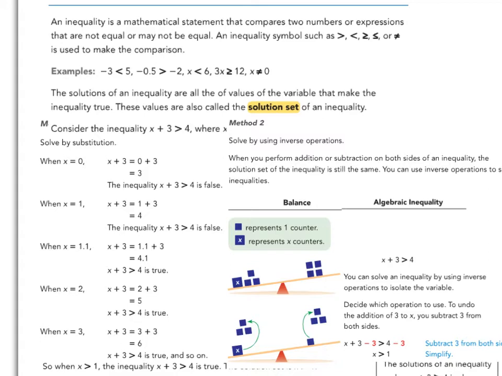So consider the inequality x plus 3 is greater than 4. They want us to plug in all these values to see if it's true. So if we plug in 0, 0 plus 3 equals 3. We want it to be greater than 4. Since 3 is not greater than 4, that is false. That is not a solution that makes our inequality true. If we plug in 1, 1 plus 3 equals 4. Well, it does equal 4, but it's not greater than 4. So if you do 1.1, 2, or 3, all of those give us answers that are greater than 4. So anything from 1.1 on is a solution to that inequality.